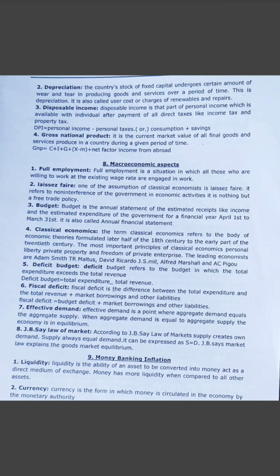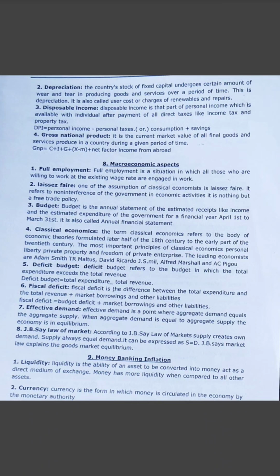Full employment is a situation in which all those who are willing to work at the existing wage rate are engaged in work. 2. Laissez-faire. One of the assumptions of classical economists is laissez-faire. It refers to the non-interference of the government in economic activities. It is nothing but free trade economy. 3. Budget. Budget is the annual statement of the estimated receipts like income and the estimated expenditure of the government for a financial year, April 1st to March 31st. It is also called annual financial statement.